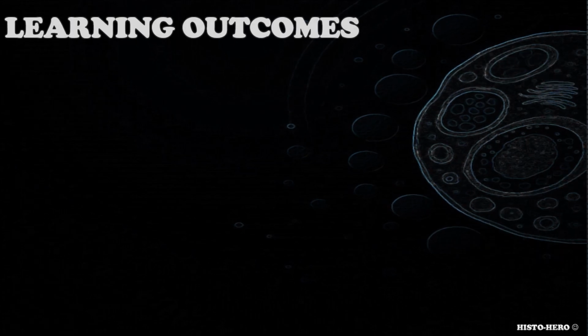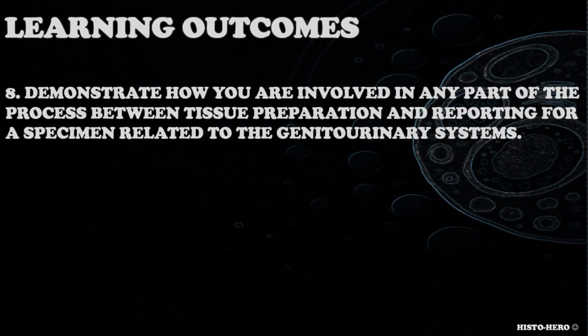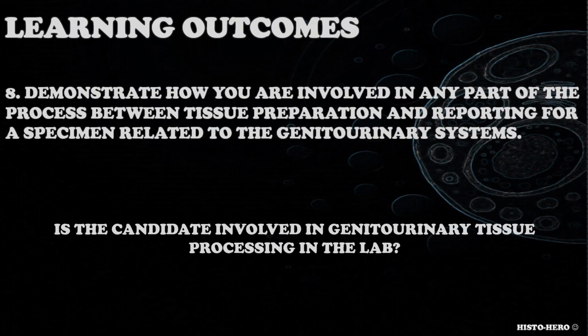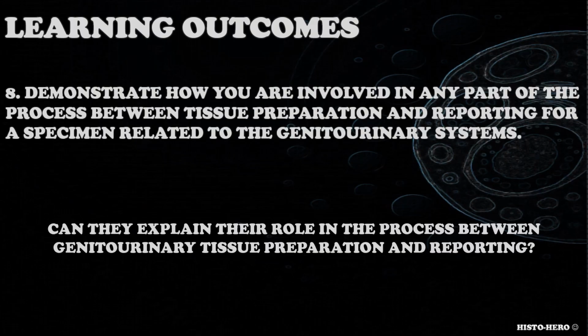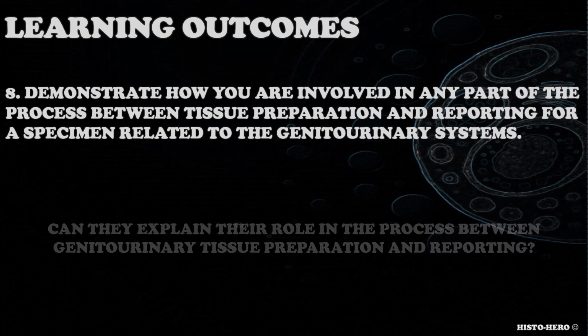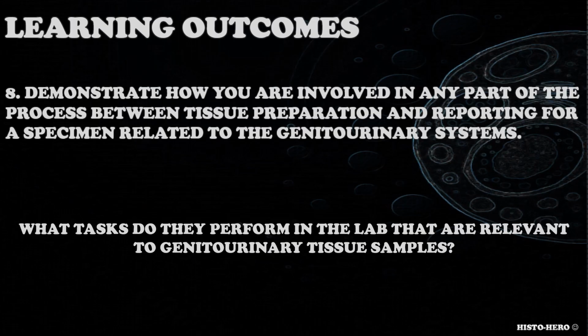The 8th learning outcome is: demonstrate how you are involved in any part of the process between tissue preparation and reporting for a specimen related to the genitourinary system. Candidate needs to demonstrate their involvement in genitourinary tissue processing in the lab. Is the candidate involved in genitourinary tissue processing in the lab? Can they explain their role in the process between genitourinary tissue preparation and reporting? What tasks do they perform in the lab that are relevant to genitourinary tissue samples?